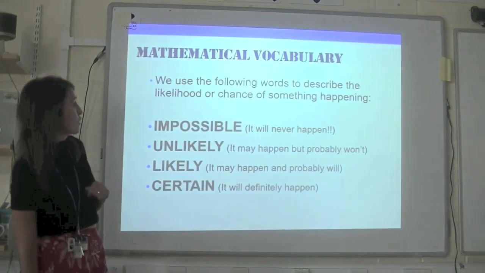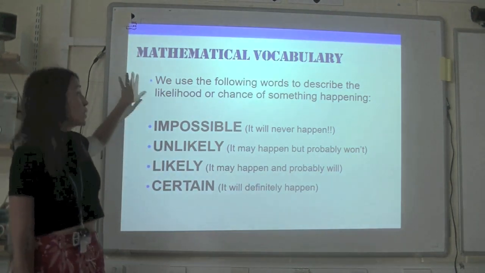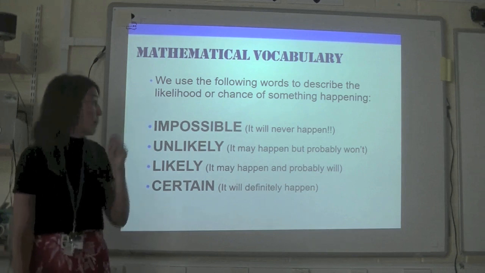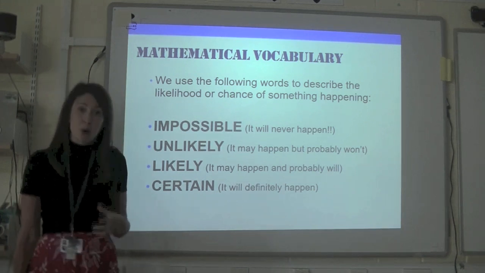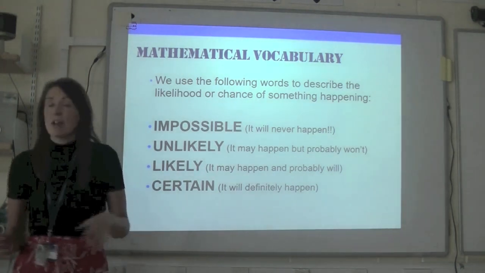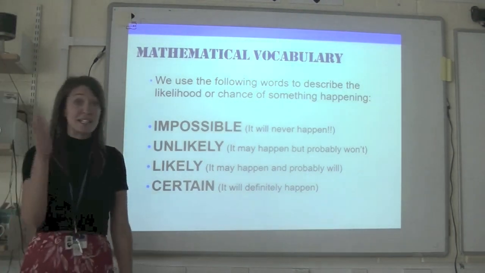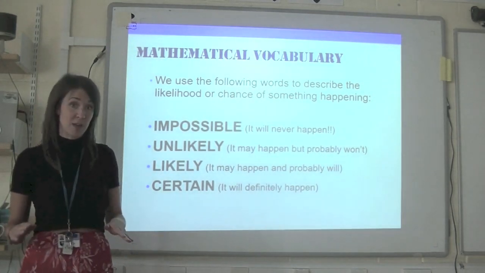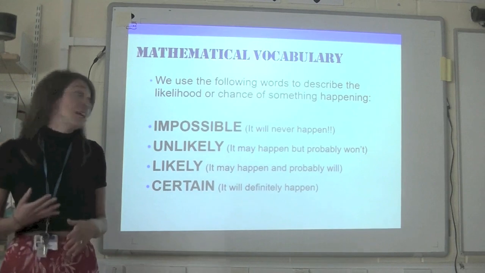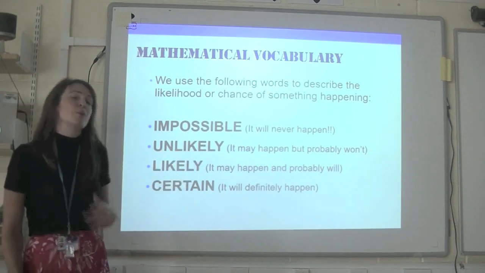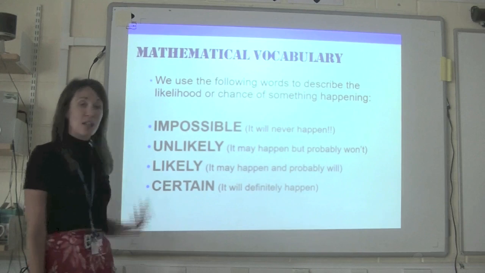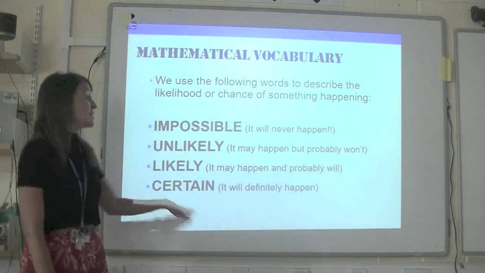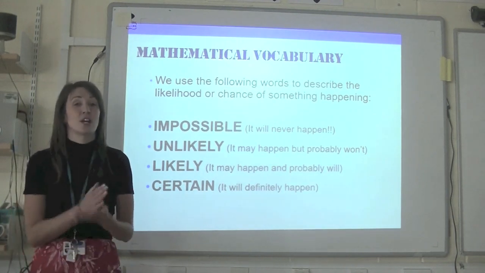So, some mathematical vocabulary. In maths, we use the following words to describe the likelihood or the chance of something happening. We say something is impossible. Now that doesn't mean, oh, it's impossible, that'll never happen. That means absolutely something that cannot and will not ever happen. No chance of it happening. If something's unlikely, then we think it might happen, but it probably won't. If something is likely, then it might happen and it probably will. And if something is certain, then that means it's definitely going to happen.